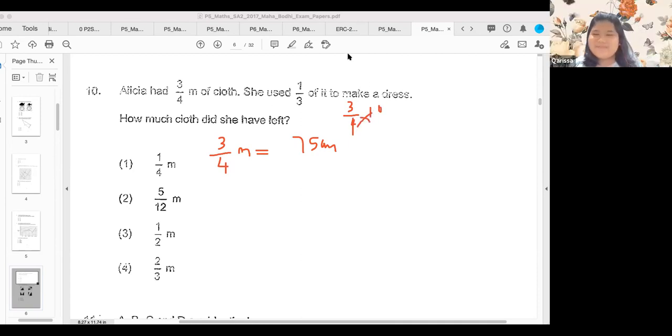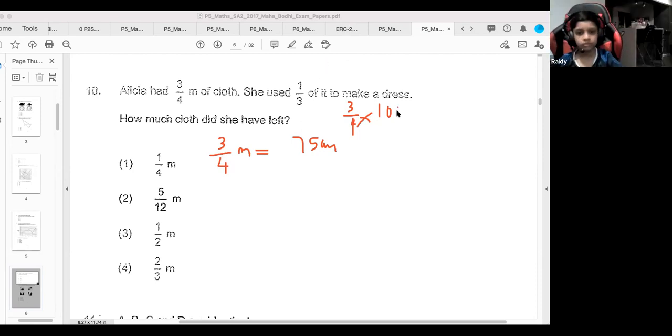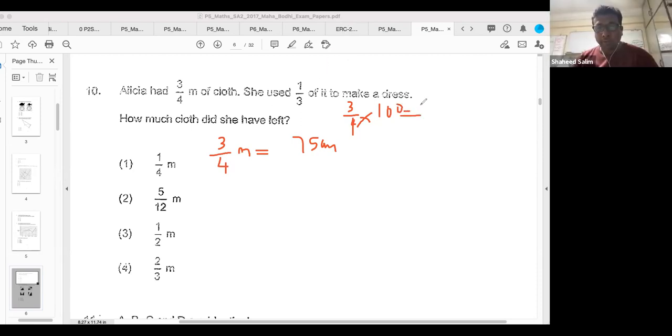Okay, I'm going to show you now. Down here, times 100, right? You get 75. If you don't believe, we can try get 75 cm. Now they say she used 1/3 of this. So 1/3 of this is what? 1/3 of what? Of it.